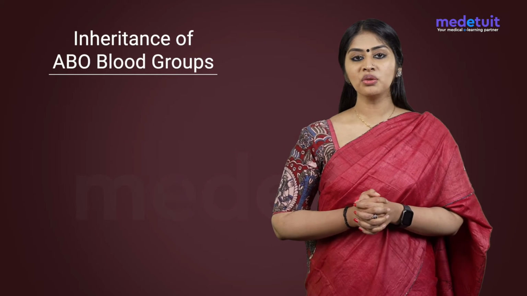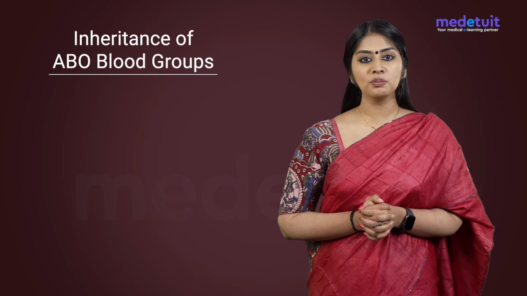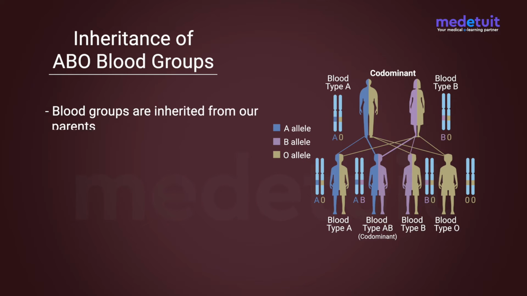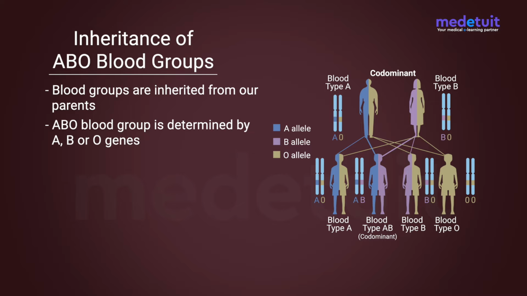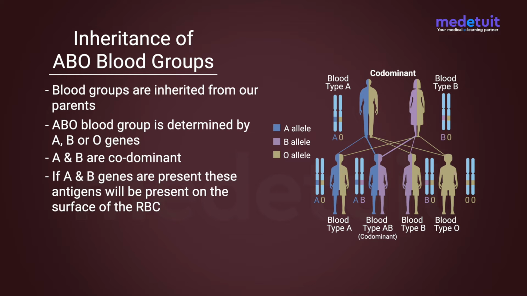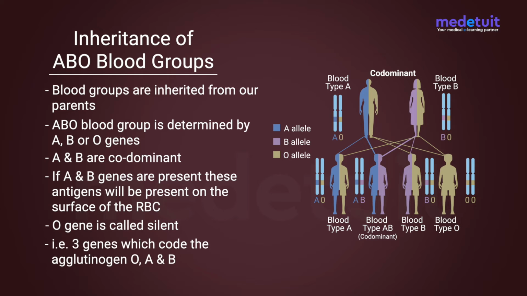Let us discuss the inheritance of our ABO blood groups. Our blood groups are inherited from our parents. The ABO blood group is determined by the A, B or O genes. Of these, A and B are called codominant. That is, if A or B genes are present, these antigens will be expressed on the surface of the RBCs, whereas the O gene is called silent.